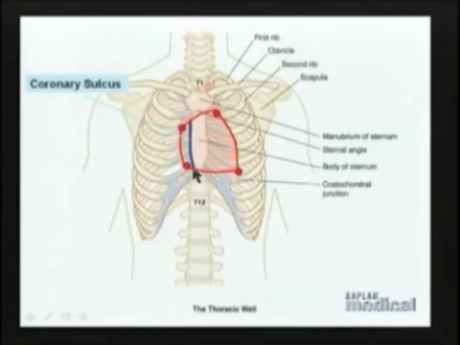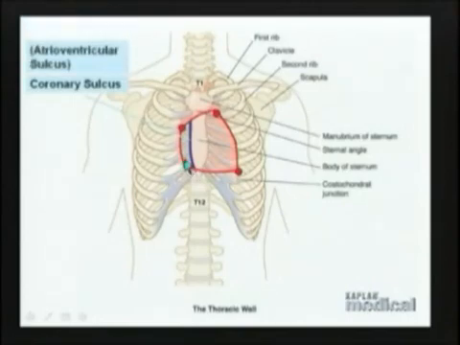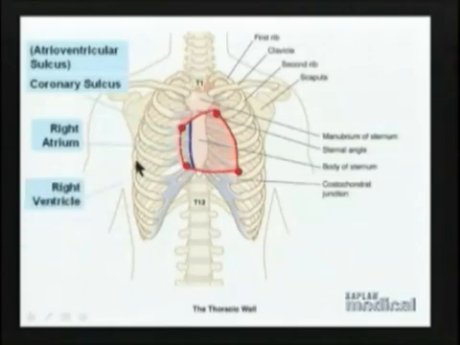Now, it's very helpful if we remember that the other name for the coronary sulcus is the atrioventricular sulcus. Those are synonymous terms, atrioventricular sulcus or coronary sulcus. And that name, atrioventricular sulcus, tells you that sulcus is separating atrium from ventricle. So since this is the right side of the patient, we can anticipate that on one side of the line will be right atrium, and on the other side of the line will be right ventricle. And that's true.